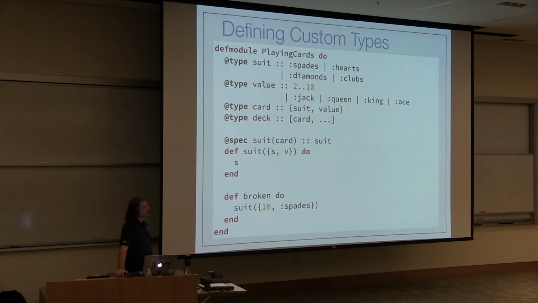And then having those two types defined, we can define what a card is. We're defining a card here as a tuple, the first element of which is the suit of the card, and the second element of which is the value. So we're defining what a card is in terms of the type system we've created here.